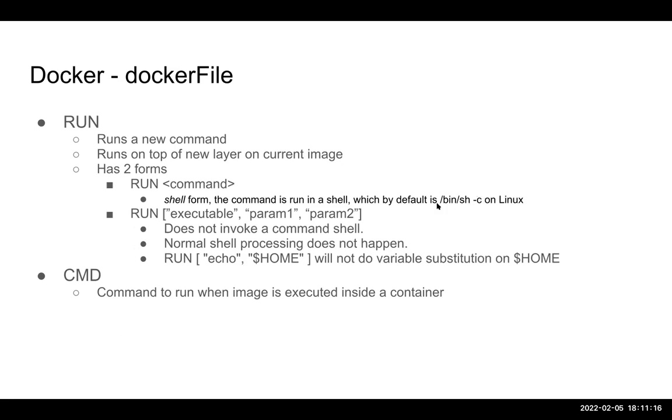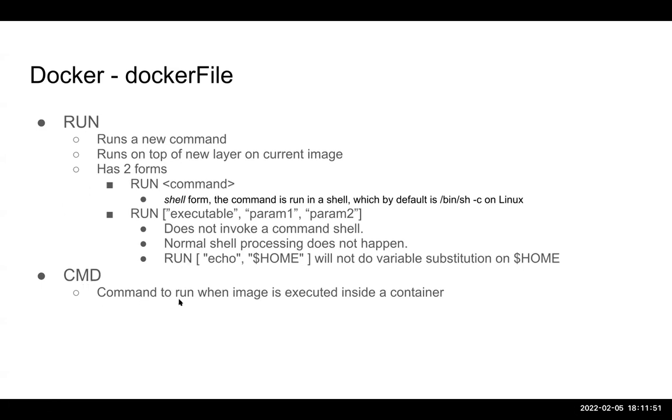Here you are invoking a separate command shell. This command runs inside this shell, but in the other form it does not invoke a command shell. Normal shell processing does not happen. So for example, if you are running, say, RUN echo $HOME, it will not do variable substitution on HOME. It will just try to run it as is. I will show some example of that. I have used this flavor of the RUN command in the Dockerfile, and you will see an example of that. I'm running my application using this RUN command. So RUN is one command.